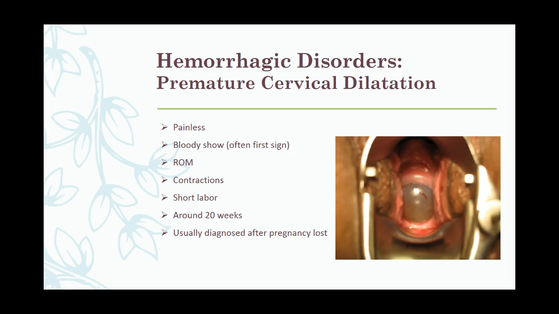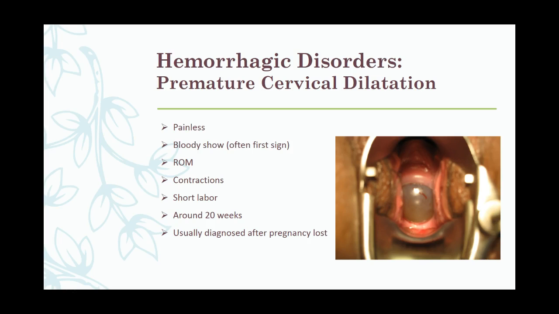Sometimes, if they really know what's going on and they're well educated and they make it to the hospital because they see a little bit of bloody show, they can be put on bed rest in Trendelenburg position to try to keep the pressure off of the cervix. But very rarely can you stop this once it has started. So we diagnose it usually after the first pregnancy has been lost.